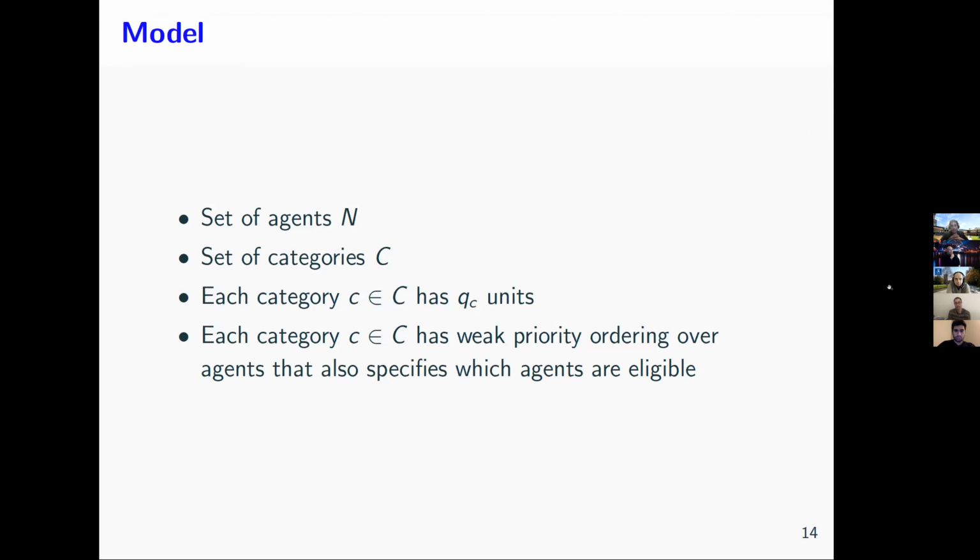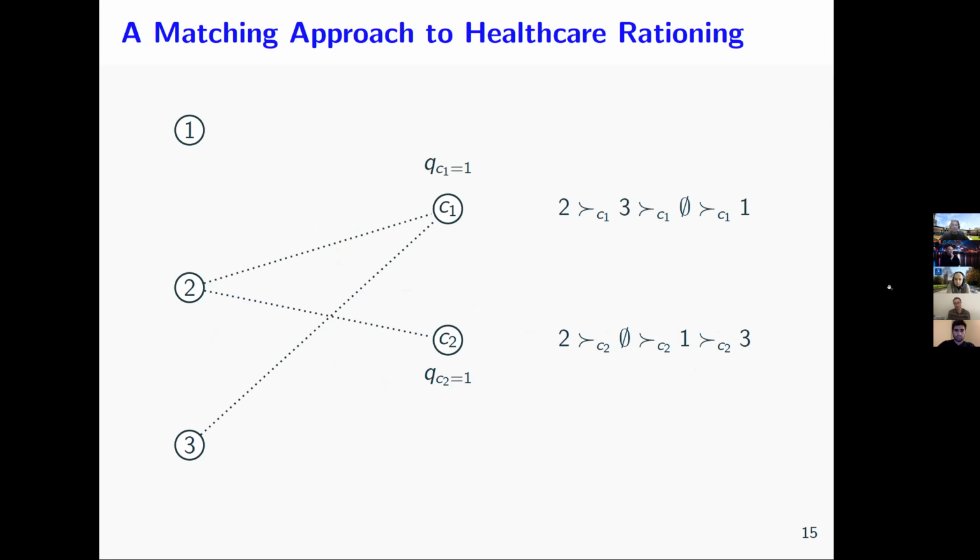There's a set of categories denoted by capital C, and each category, small c, has q_c units, and all of these units are healthcare units which are identical. There's also another bit of information in this input, which is that each category has a priority ordering over agents, and this priority ordering compares which agent is higher priority than another, and it also specifies which agents are eligible for that particular category. So this model will become clearer with this simple example.